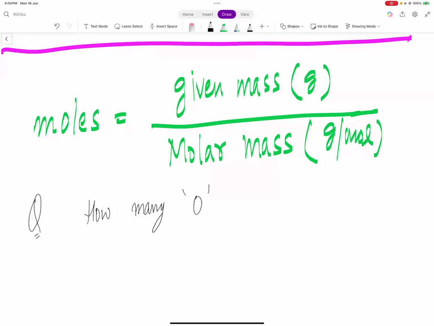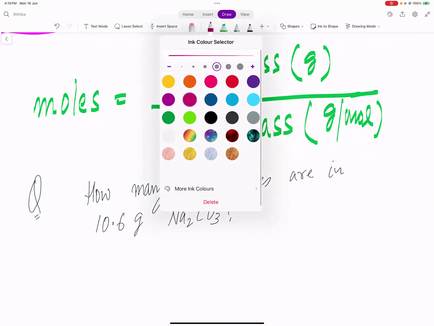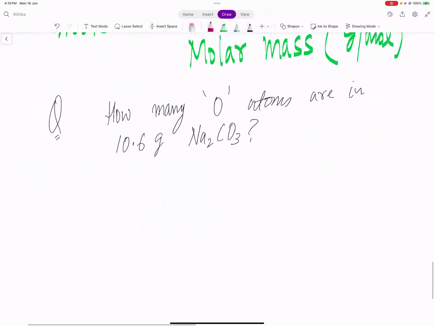Now, how many O atoms are in 10.6 gram Na2CO3? Okay, this is my question. See how I'm going to approach this. Immediately I have to start thinking in terms of moles. I have to find how many O atoms are in this.